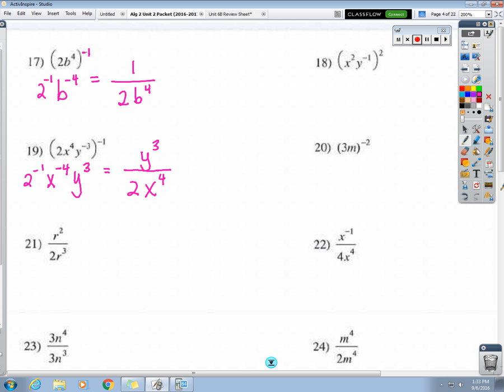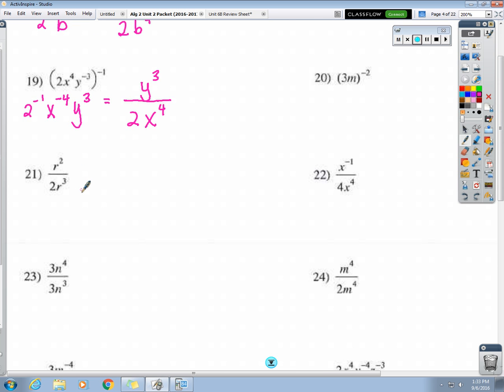Okay, number 21. R squared divided by 2r cubed. Okay, well isn't this r squared like 1r squared? So you can go ahead and write 1 over 2 because that won't reduce to anything lower. And then what happens when you're dividing? What do you do with the exponents? Okay, well what is r to the 2nd power divided by r to the 3rd power? What do you get when you subtract the exponents? Okay, but so we end up with r to the negative 1. Well, shouldn't we go ahead and throw that in the bottom so it'll be positive 1? I mean positive r to the positive 1?